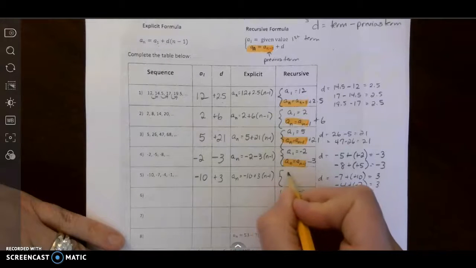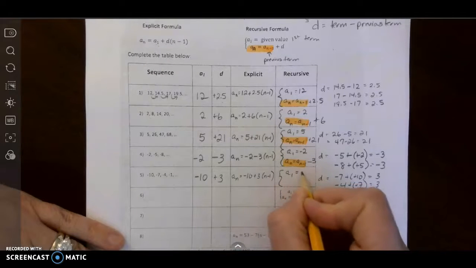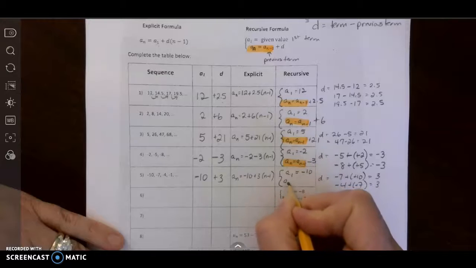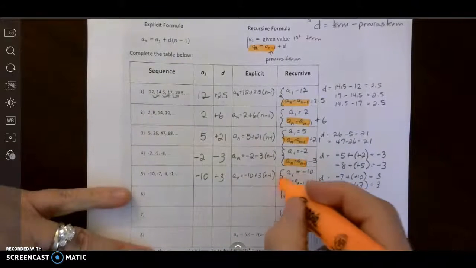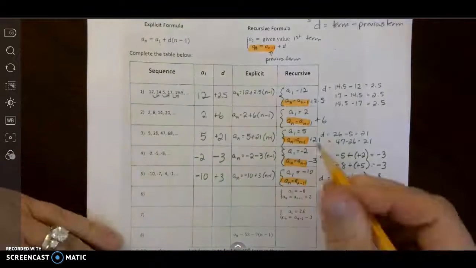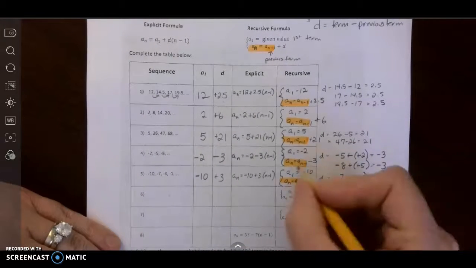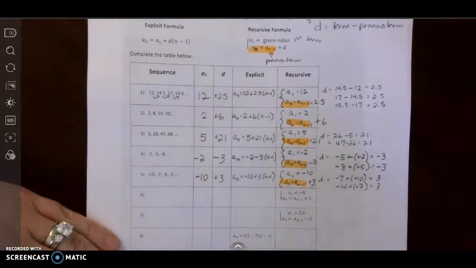Recursive formula, first term is -10. A sub n is the previous term. Always start the same way. I know I keep repeating myself, this is just something that every year people get confused with. And add 3.